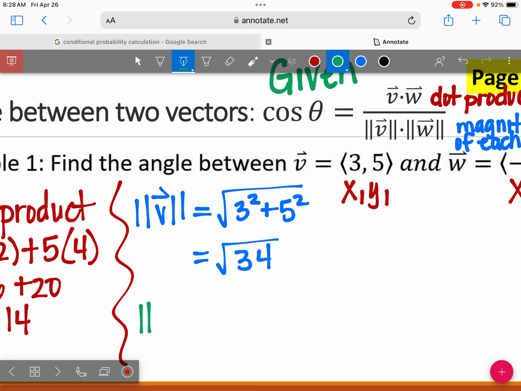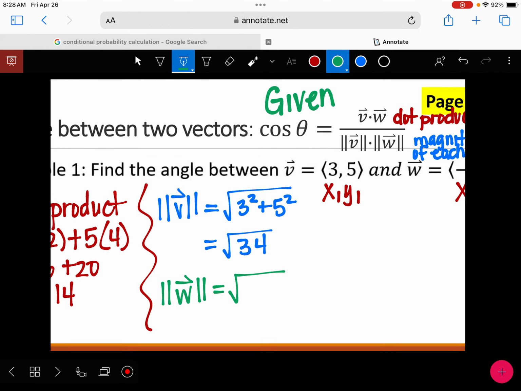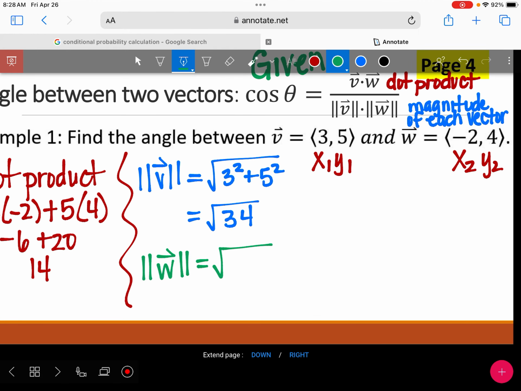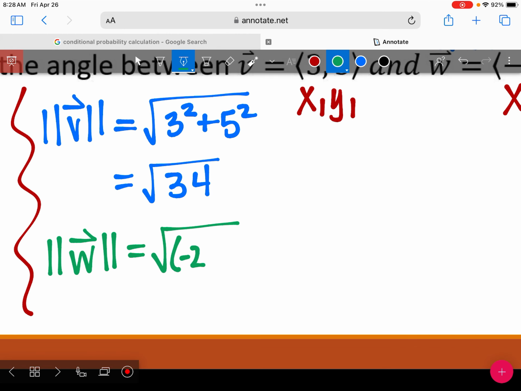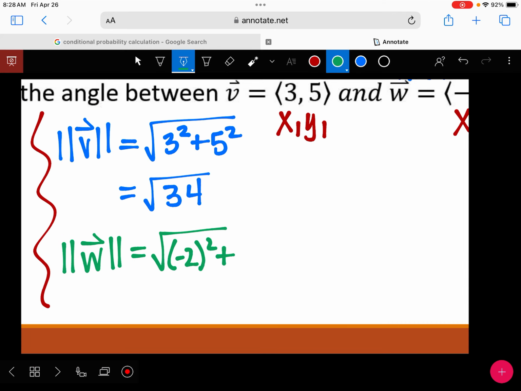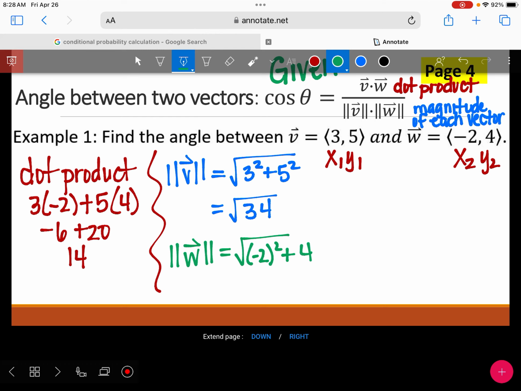And now I'm going to find the magnitude of vector W, which is simply negative 2. Always put it in parentheses if you're squaring a negative. So what's that? 4 plus 16 is 20. Okay, so now we're ready to put this all together.